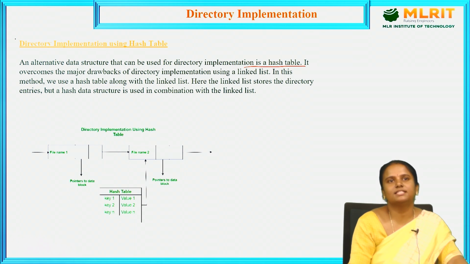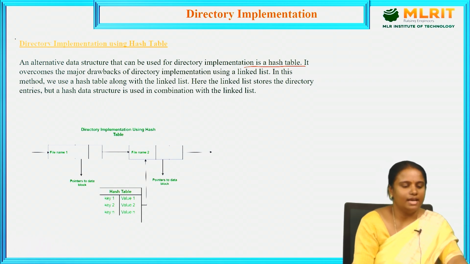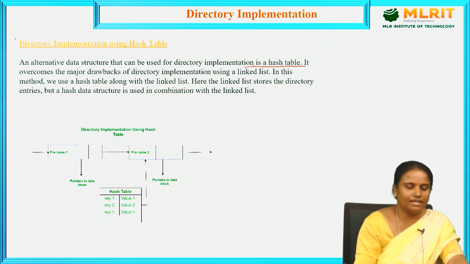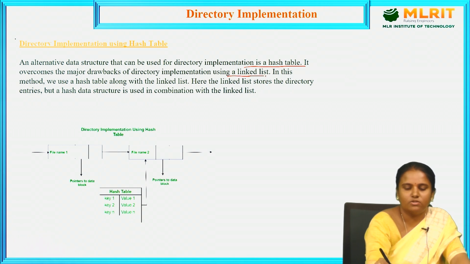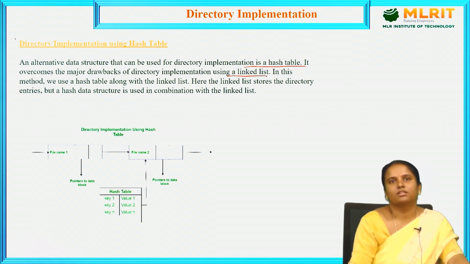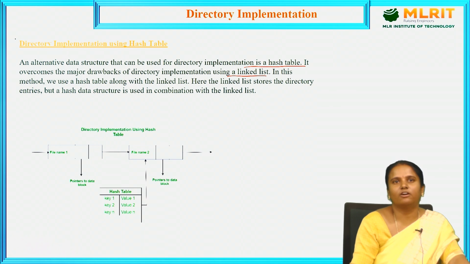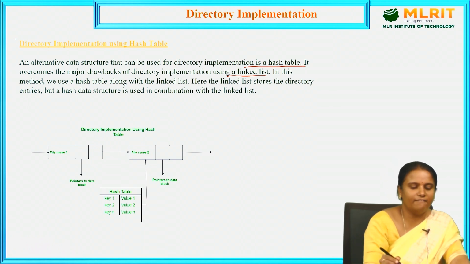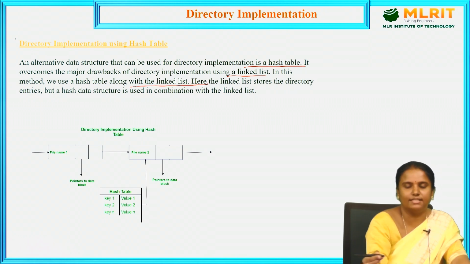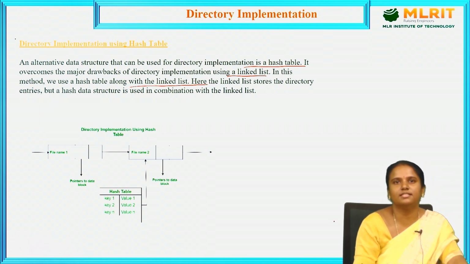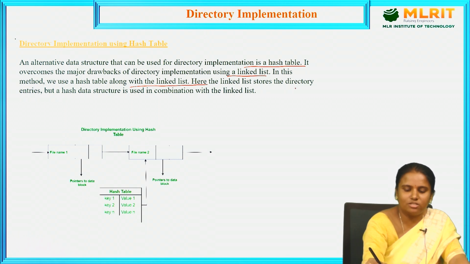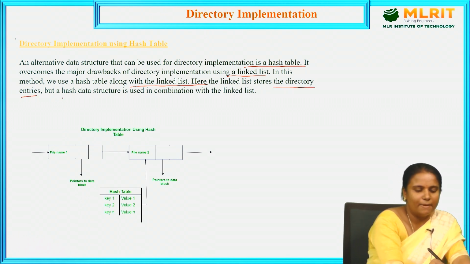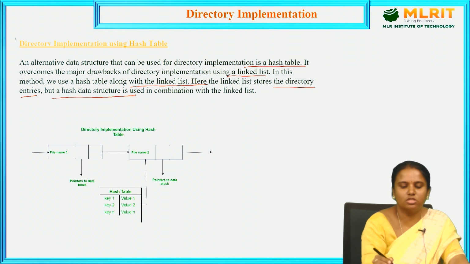So here, this hash table is an alternative data structure that can be used for directory implementation. It overcomes the drawback of directory implementation using a singly linked list, which is one of the major drawbacks of using a linked list. In this method, we use a hash table along with the linked list. Hence, the linked list stores the directory entries, but a hash data structure is used in combination with the linked list.